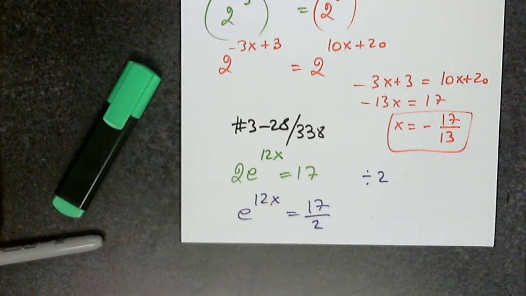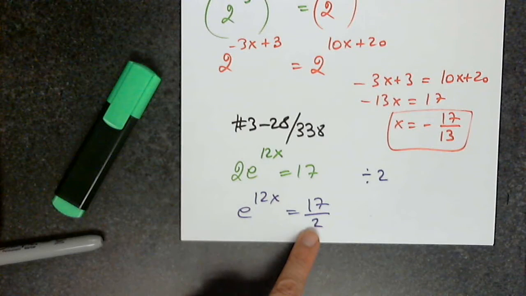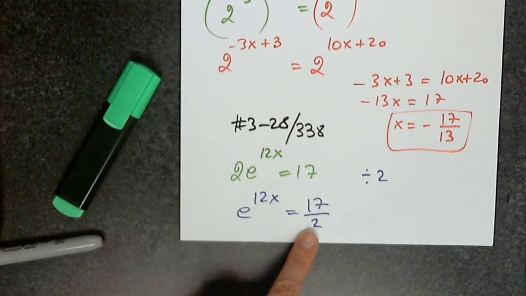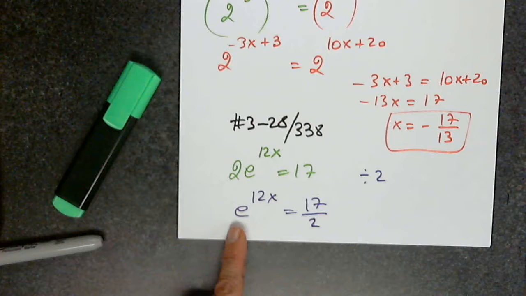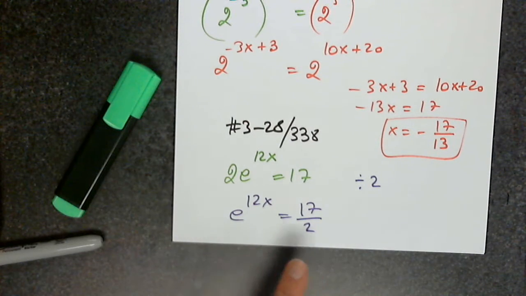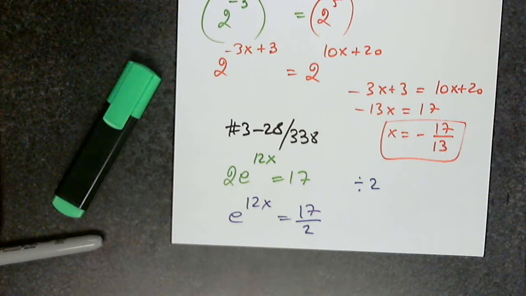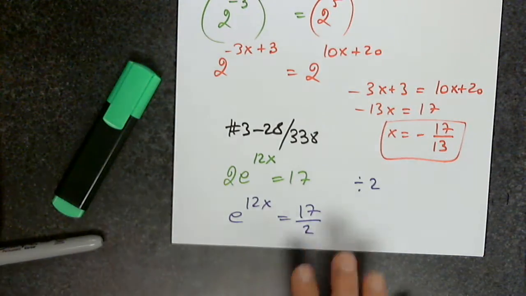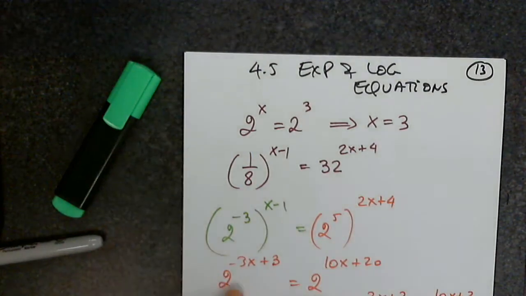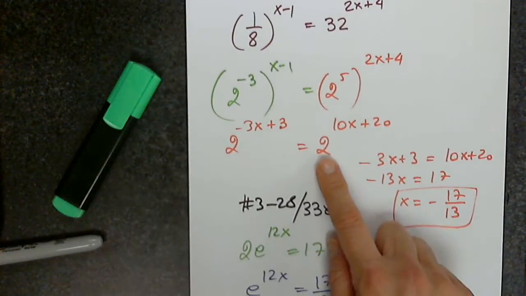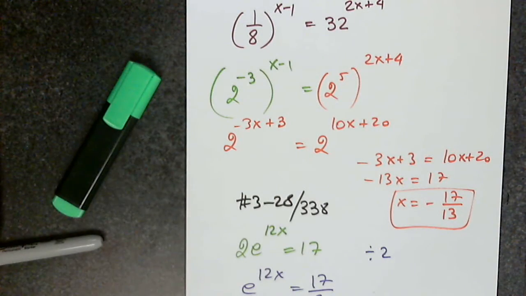So now I'm asking myself, can I write both sides with the same base? Of course not. This is base e, and this is 17 over 2, which is 8.5. e is 2.71 and so on, and this is 8.5. So both sides cannot be presented with the same base. There must be a mechanism that still allows me to change this into a linear equation.